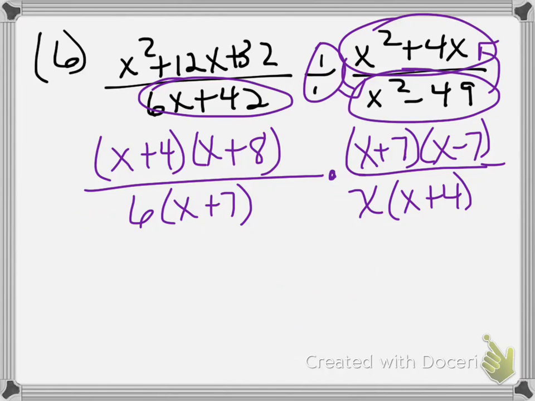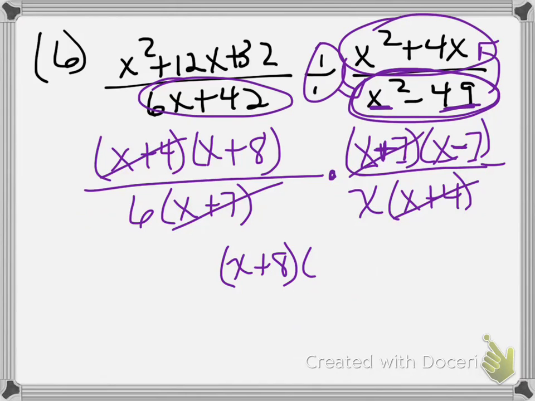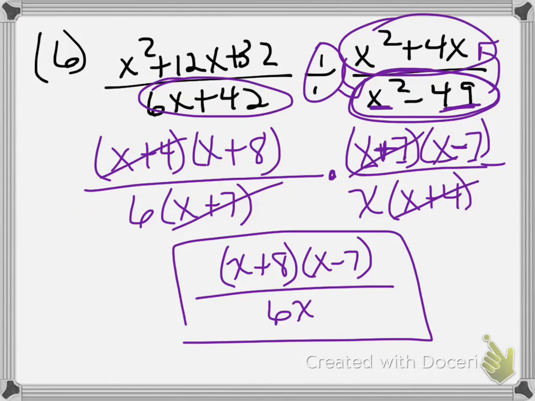Keep in mind when you do x squared minus 49 that this is the difference of two squares. x squared becomes x times x, and 49 becomes 7 times 7, and then of course one of those should be plus and one should be minus. Looking to see what cancels, we've got x plus 7 canceling, I've got x plus 4 canceling, and what I'm left with is x plus 8 times x minus 7 divided by 6x. And that's that solution.